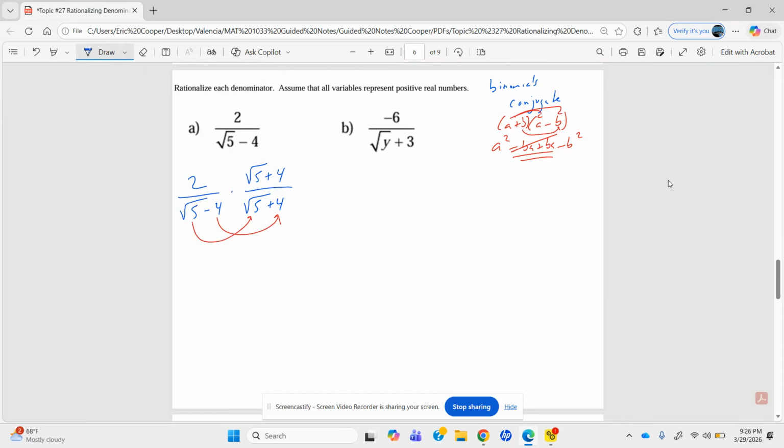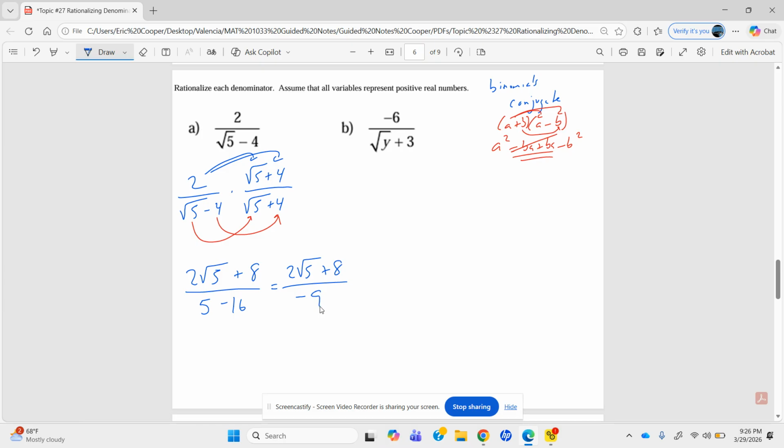At the top, we've got 2 times both of these. So 2 is going to go to both of these. 2 times square root of 5 is 2 square root of 5, and 2 times 4 is 8. At the bottom, square root of 5 times square root of 5. It's the same square root, so it goes away. That's 5. Negative 4 times 4 is negative 16. These won't combine at the top, but at the bottom they do combine. 5 minus 16 is negative 9.